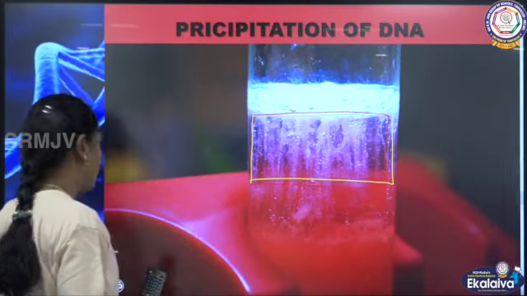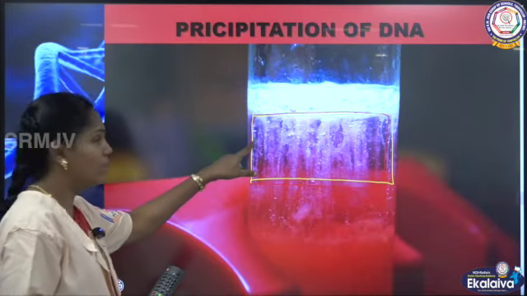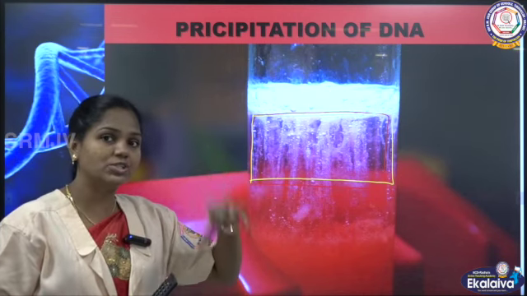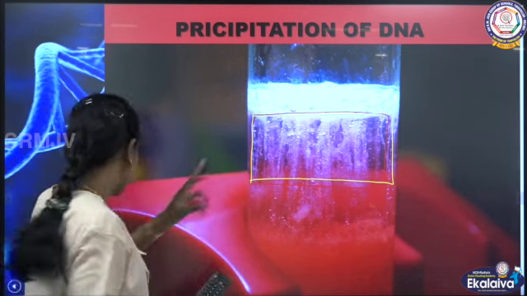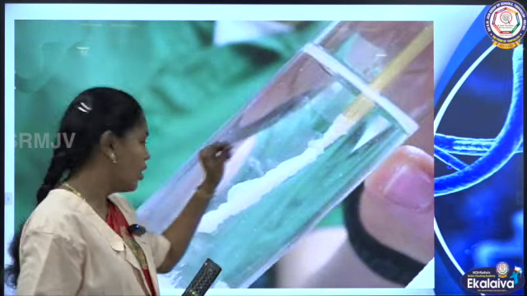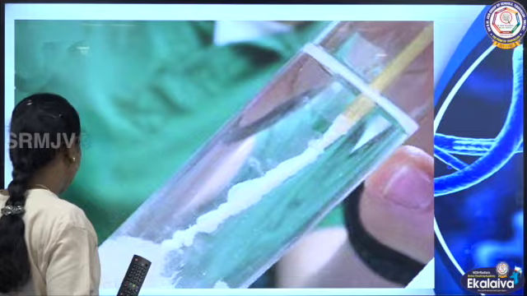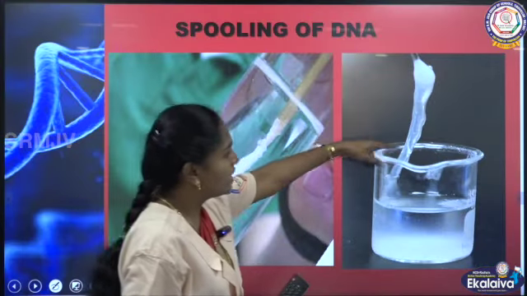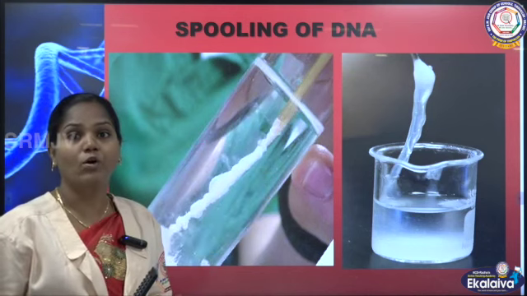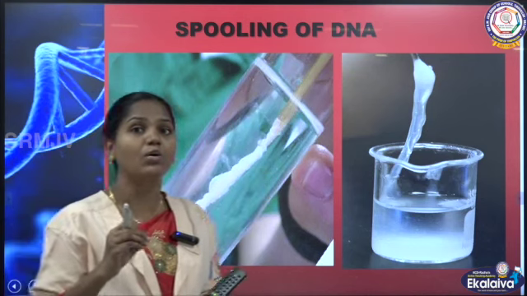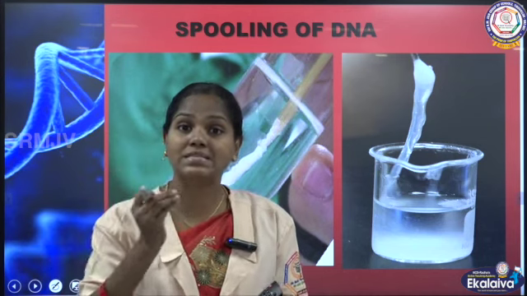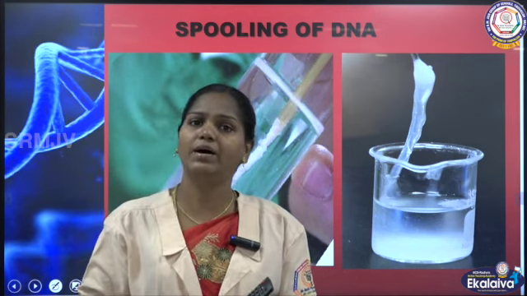When you add ethanol, as I showed you already, this is how you can see the formation of DNA threads. So how to collect it? Using a stick or a thin glass rod, you can spool the DNA strands like this. This is called spooling of DNA. This is how we collect, extract and isolate our DNA from that sample.